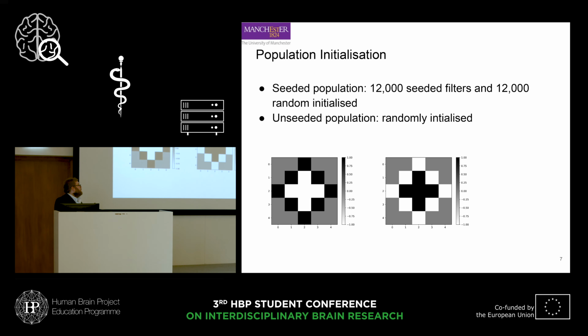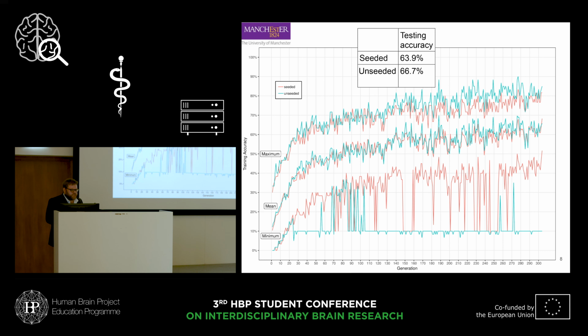And I had two populations, a seeded population that had this sort of center surround type filter that's a bit like a Mexican hat that we saw yesterday. And I also had an unseeded population. This was just randomly generated. And these are the results.